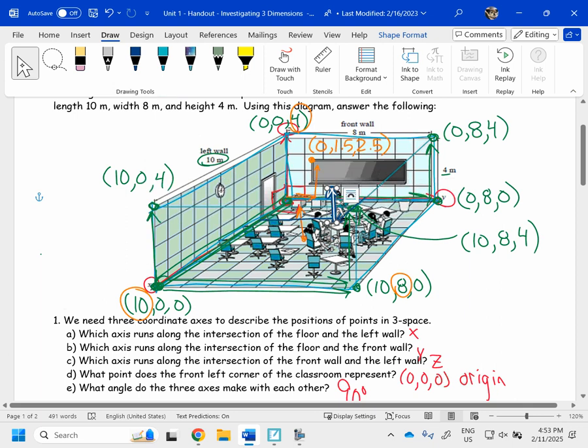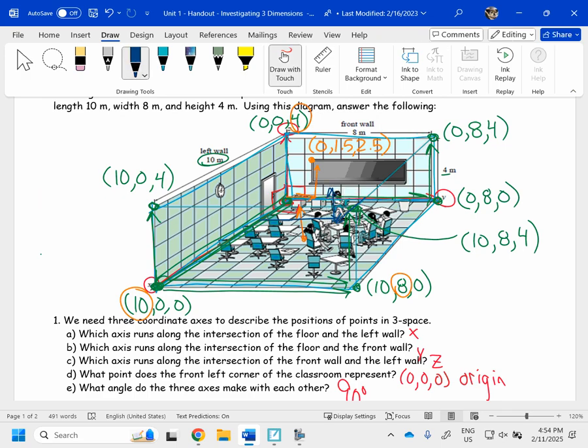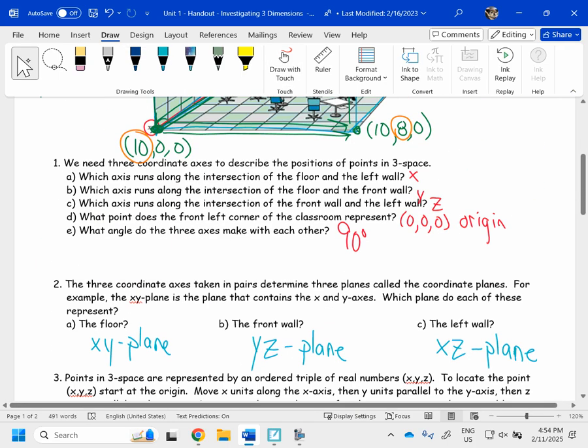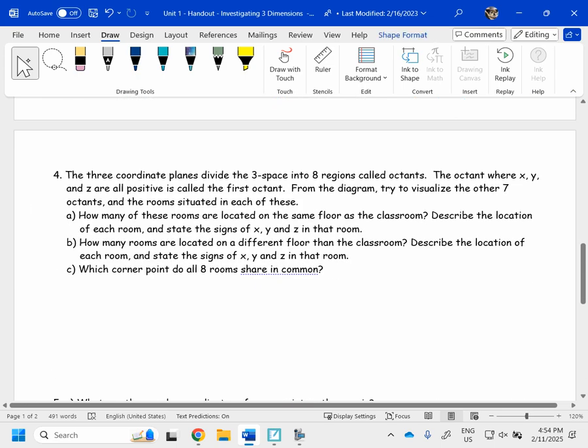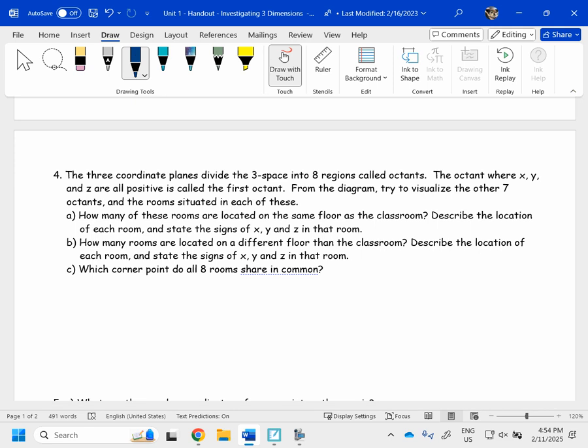Okay. So one of them would be behind the blackboard on the other side of the wall. One of them would be behind the left wall, kind of like the hallway, but as a classroom. And then there's one in the corner of those things, back here, in the hallway and behind our front wall. That's what those would be. So what was our question? How many of these rooms are located on the same floor? There are 3 other ones, so there are 4 on that floor of octants.